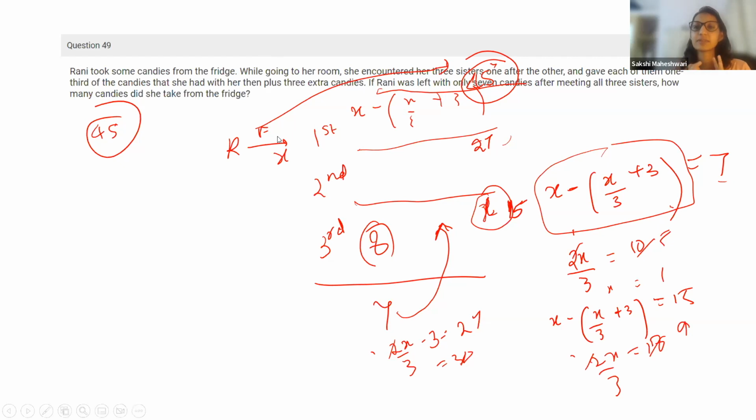See, this is the difference you need to understand between maybe a 70-80 percentiler or 90 percentiler and a 99 percentiler. How you reduce those calculations and save your time. That's the most important thing that you need to learn for QA at least. Yes, let's move ahead.